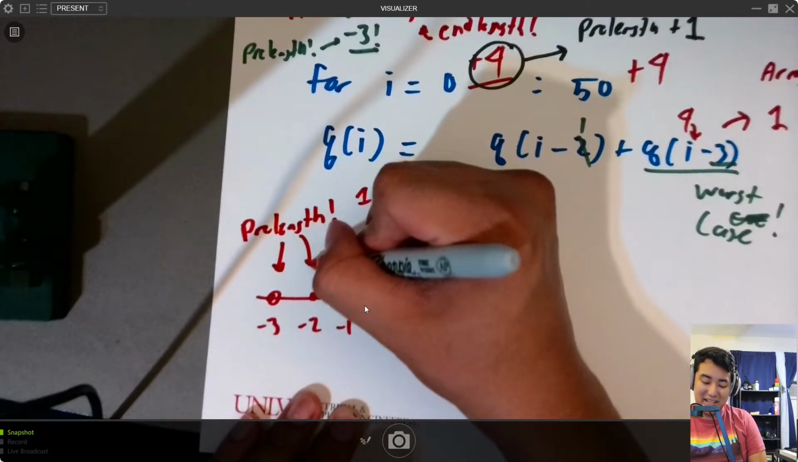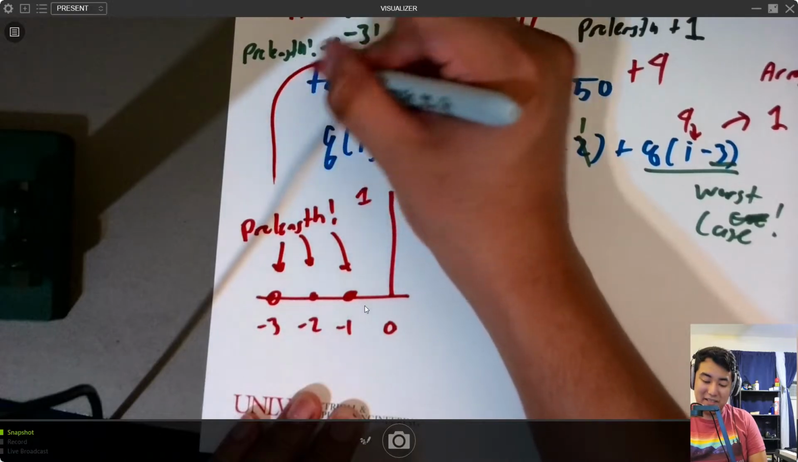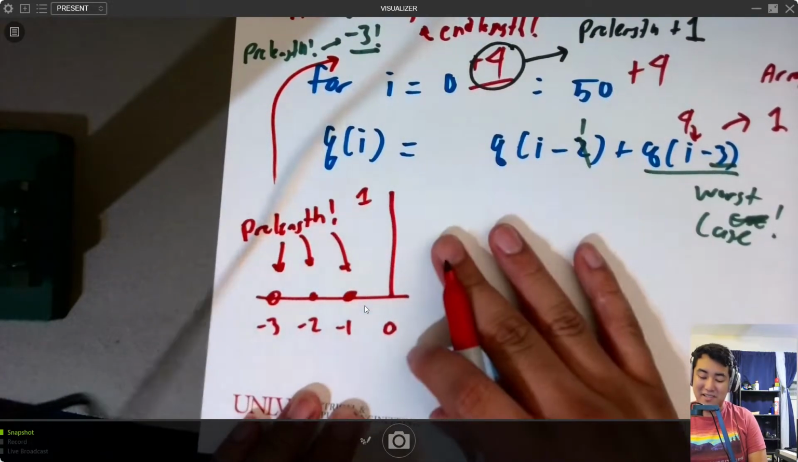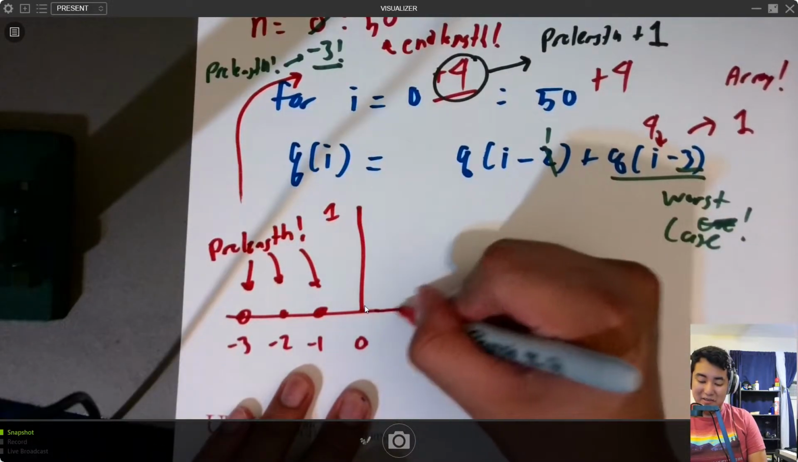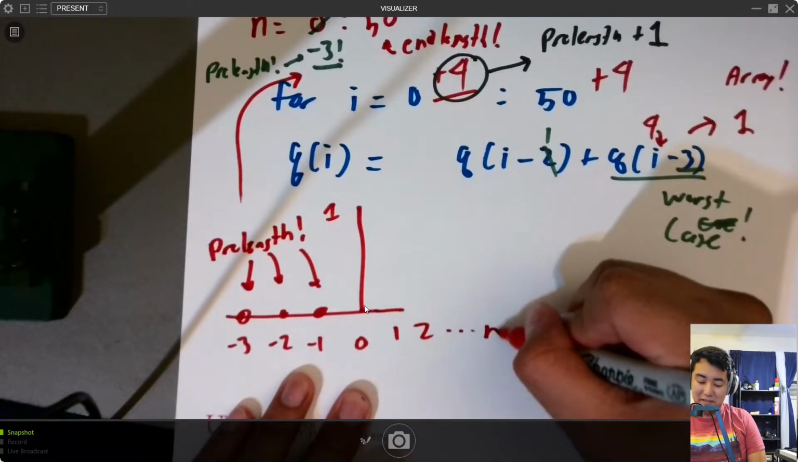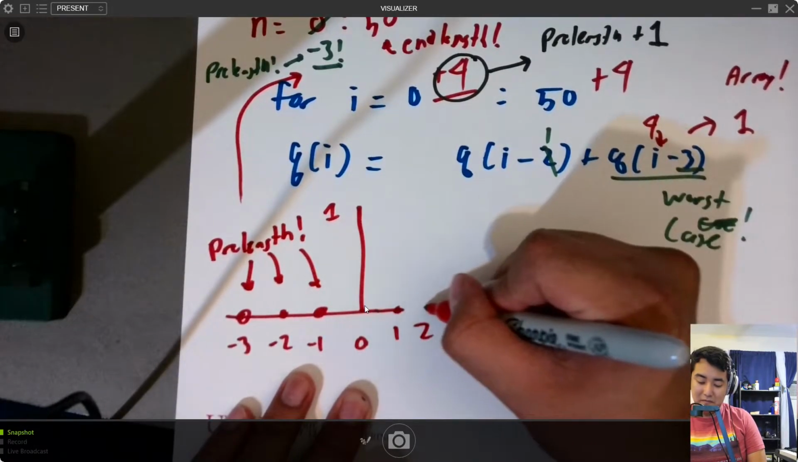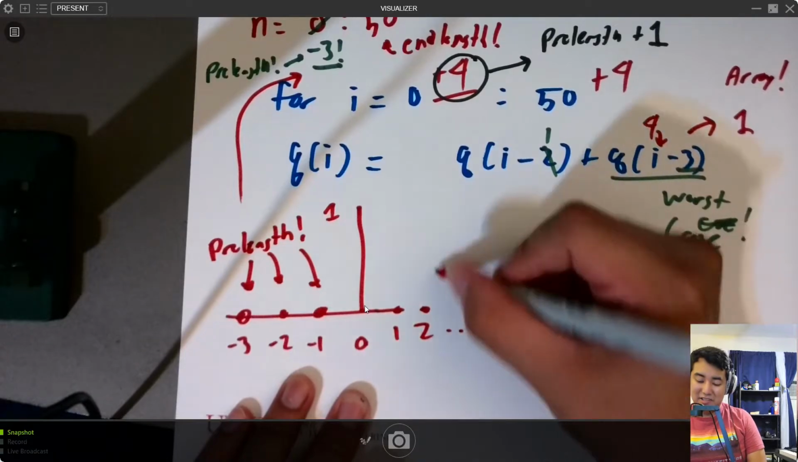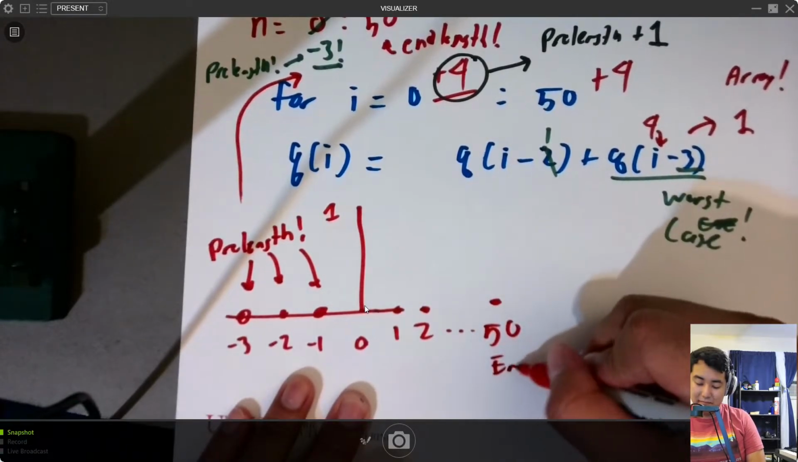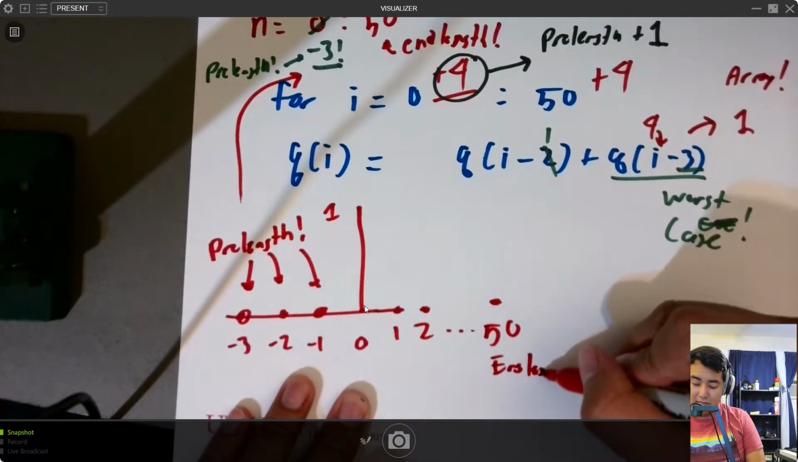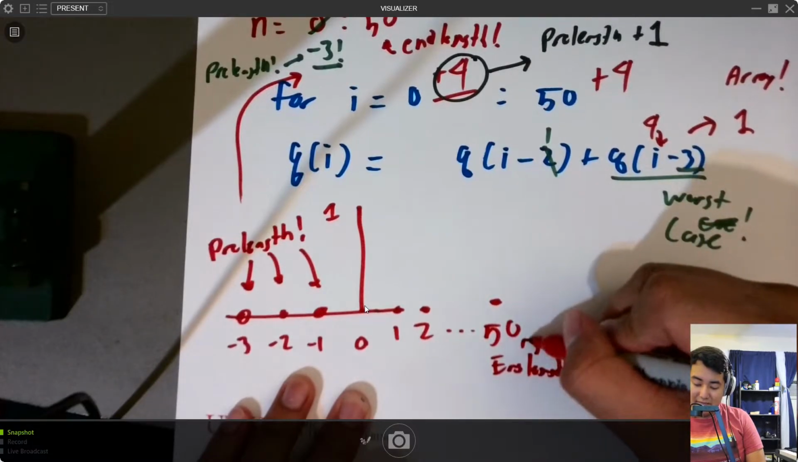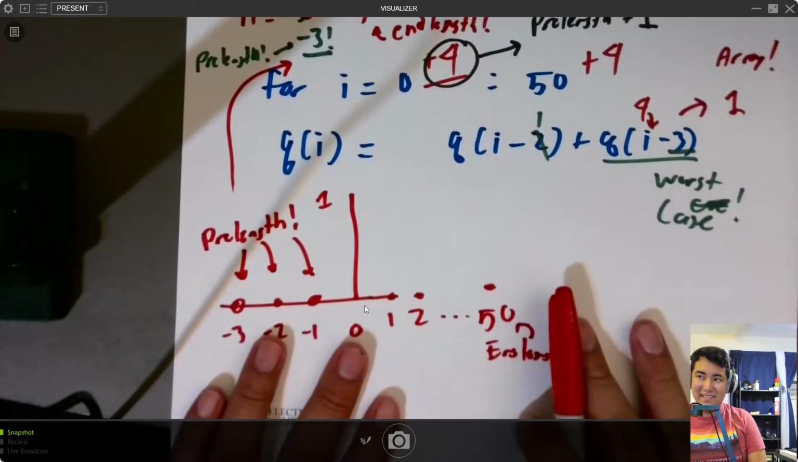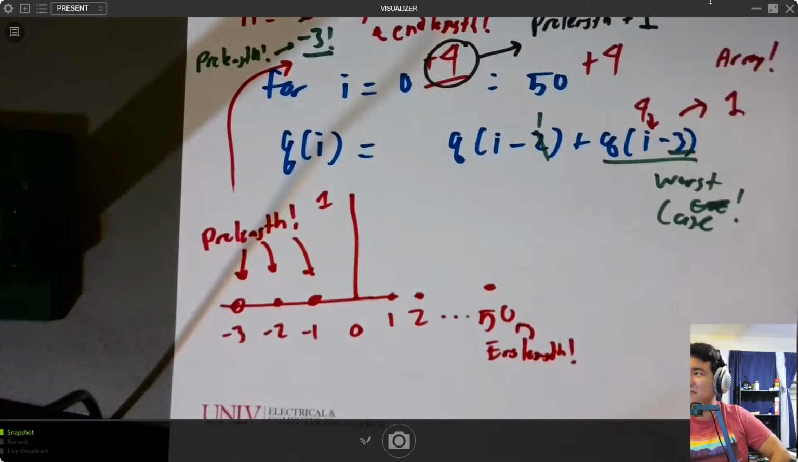Now you see why I have this pre-length right here, which is a positive number. Make sure it's positive. And then you can do 1, 2, 50, which is our end length. Okay, simple. So now I'm going to show you how to write this in code.